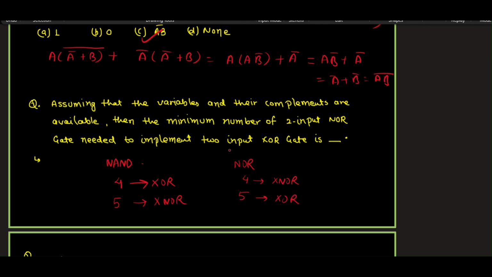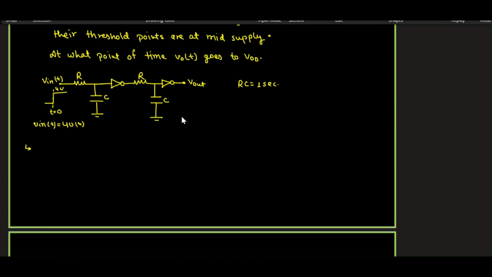So the question is asking how many two input NOR gates are needed to implement a two input XOR operation. Okay, so the answer will be five. If you want, I can show you how to solve each one of these gates.